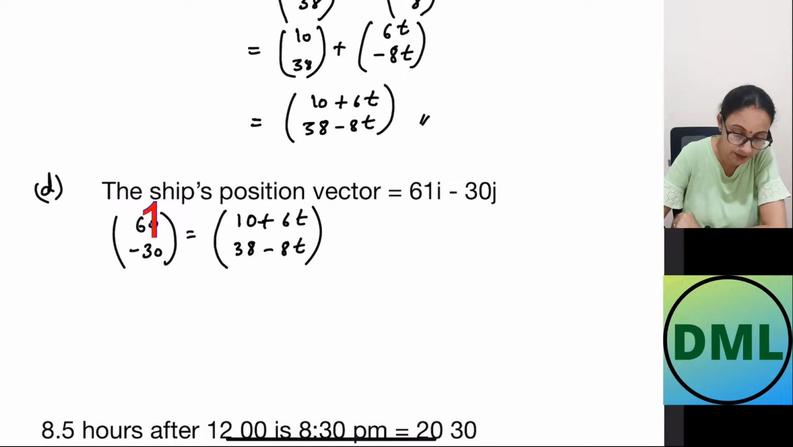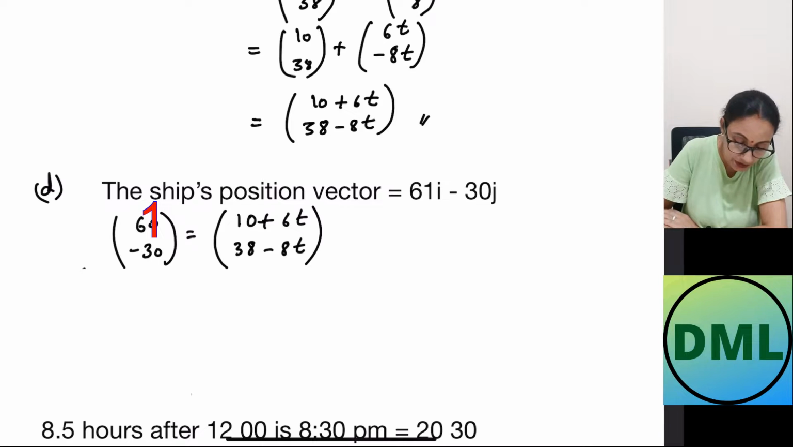Now the ship's position vector is given to us as 61i minus 30j. As you know, this is the position of the ship after t hours. From here we have to find out the time t, so I can equate both of them. As you can see, I have written it in column vector form and equated both of them. Now I can compare the i vector separately and the j vector separately. If you equate the j vector or the i vector separately, you will find the same answer. So I'll do it with only one of the methods.